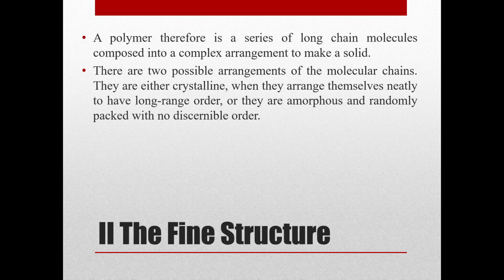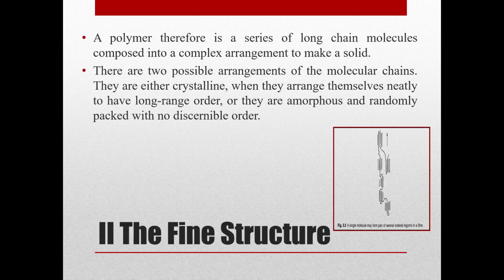So, for the molecular chains within the polymer, one can have either crystalline regions where they are neatly arranged, or they may be amorphous. And normally, any polymer will contain both these regions, crystalline as well as amorphous, and therefore they are called semi-crystalline. As one can see in this diagram shown here, one molecular chain passes through many crystalline regions as well as amorphous regions. So in a fiber, this can happen.